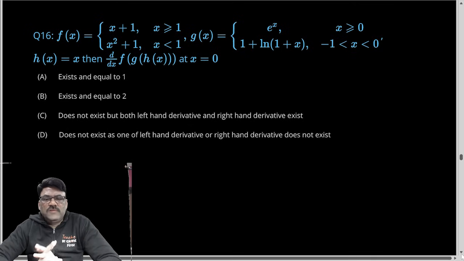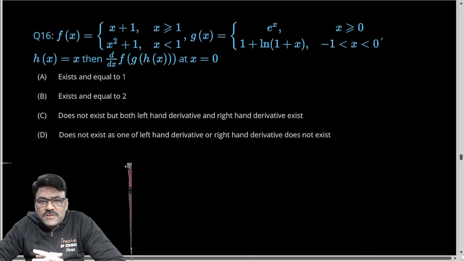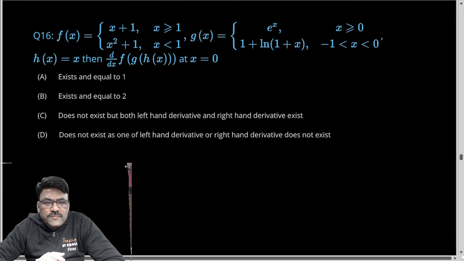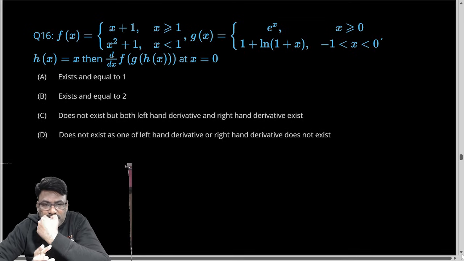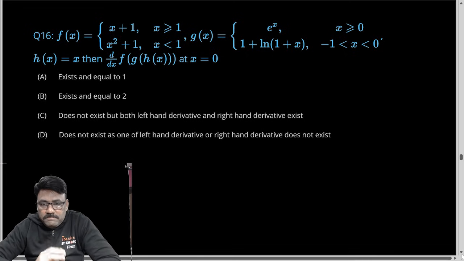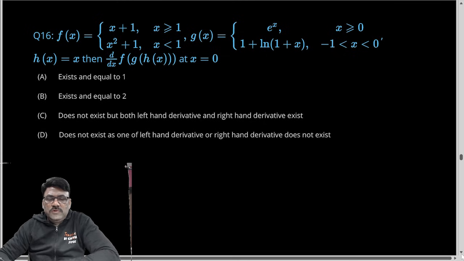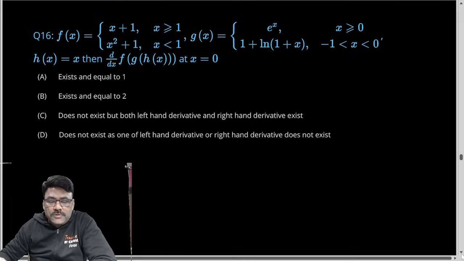Okay, see this question. This is from differentiability. Three functions are given here, f(x), g(x) and h(x), and they are asking the derivative of f of g of h(x) at x is equal to 0. But we don't know whether this derivative exists or not. So what I will do, I will check both right hand derivative and left hand derivative at x is equal to 0 and see whether it exists or not.